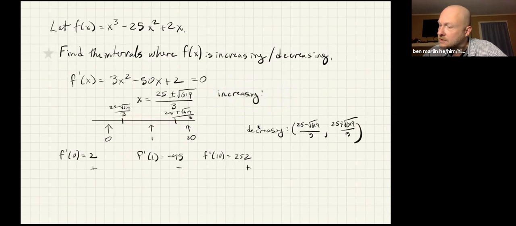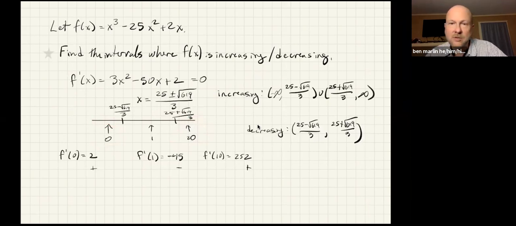All right. So then for increasing, we're going to be choosing the stuff that's over here to the left and stuff that's over here to the right. The way we express to the left of something is to go from minus infinity up to that number, 25 minus the square root of 619 over 3. I probably should have chosen nicer numbers. Sorry. And then from 25 plus the square root of 619 over 3 up to plus infinity. And we put the union symbol between them to mean we want everything that's in both of them. Okay, yay. Now for concave up, concave down.